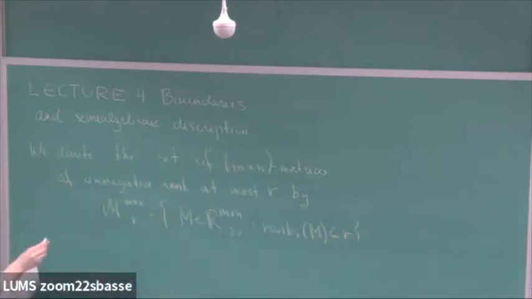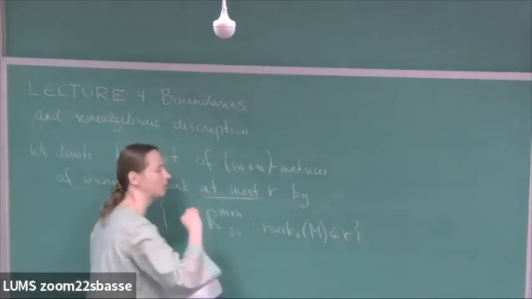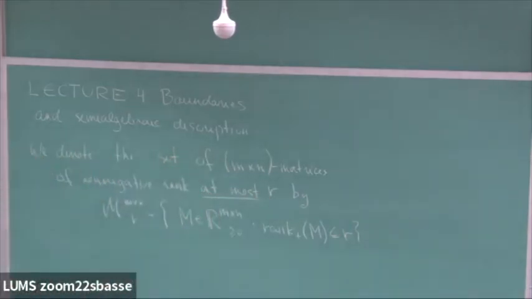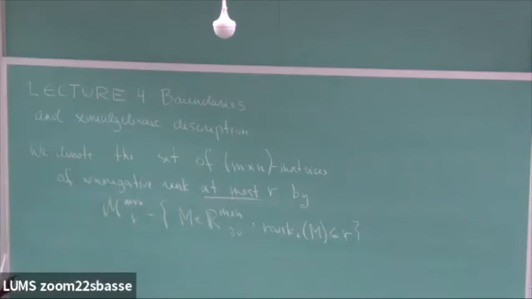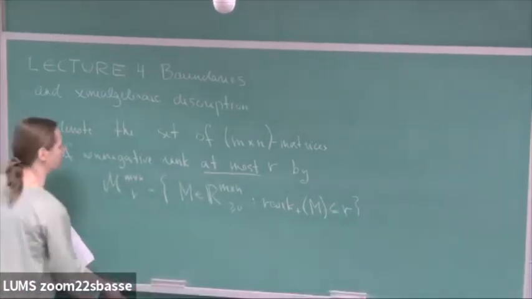And you might ask why here it is at most r and not exactly r. This is to make things simpler. And I will do an example for varieties of matrices of rank at most r. There we also consider this at most. One can get rid of this, but then it just makes things a little bit more complicated.